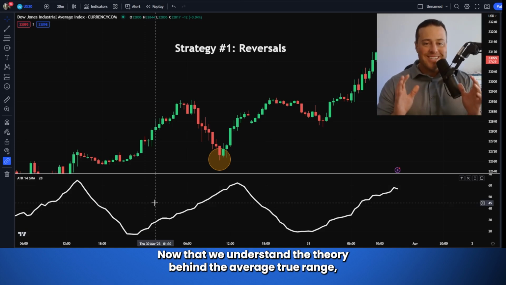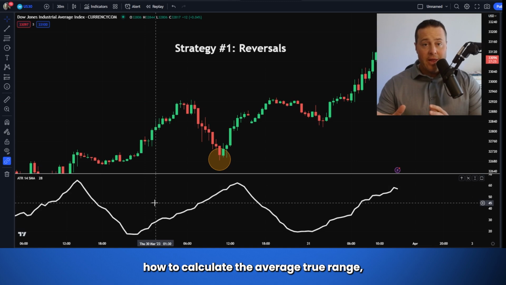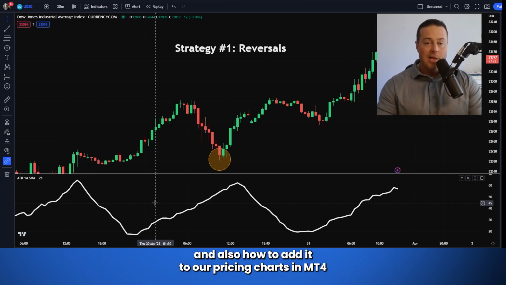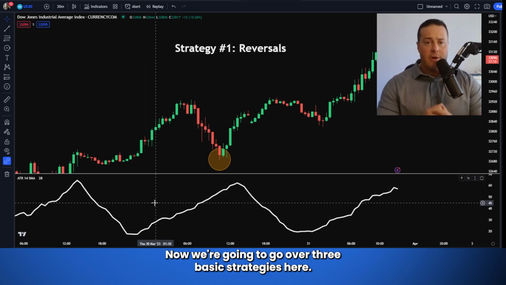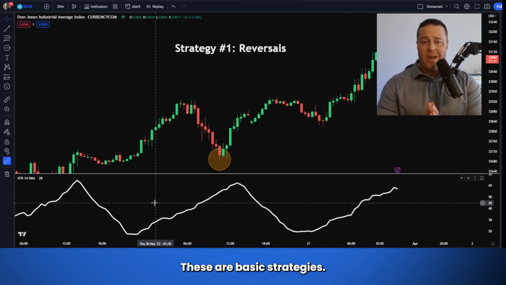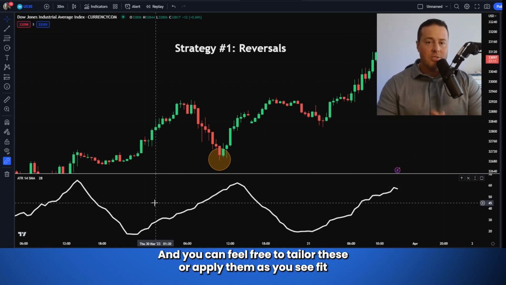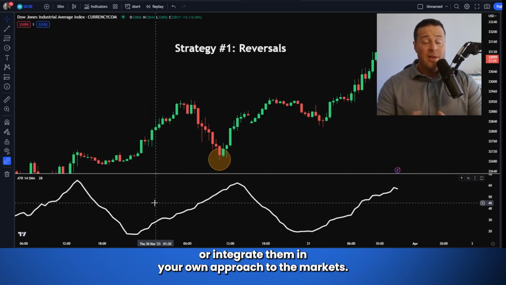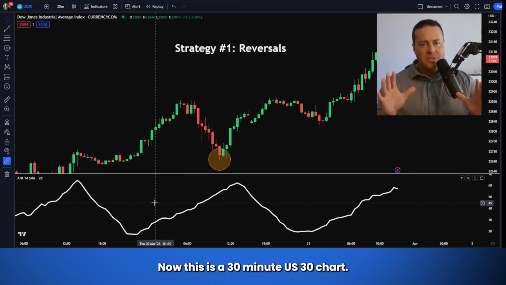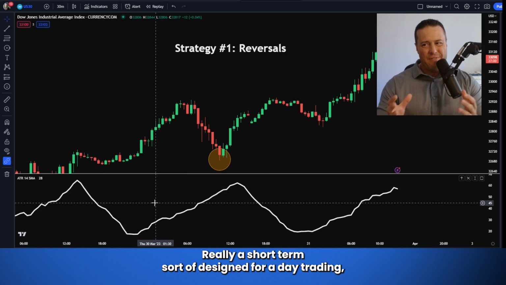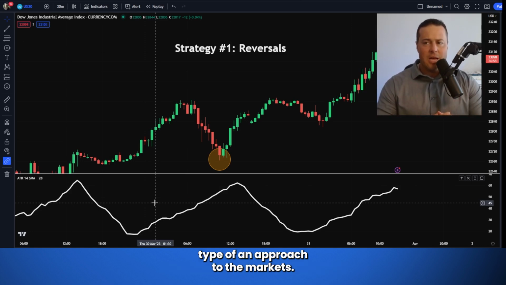All right, now that we understand the theory behind the average true range, how to calculate it, and also how to add it to our pricing charts in MT4 and TradingView, let's talk about how to trade the average true range. Now, we're going to go over three basic strategies here. These are basic strategies, and you can feel free to tailor these or apply them as you see fit or integrate them into your own approach to the markets. The first strategy we're going to look at here is reversals. Now, this is a 30-minute US 30 chart, really designed for a day trading type of approach to the markets.